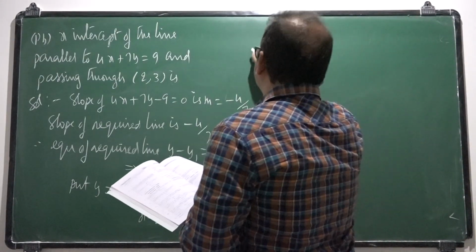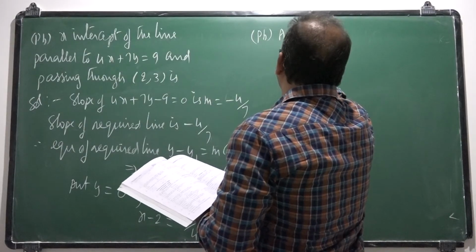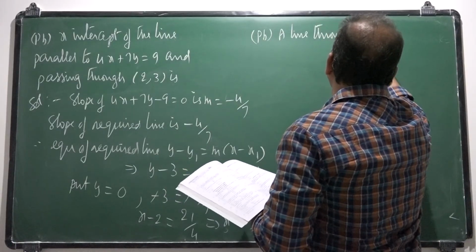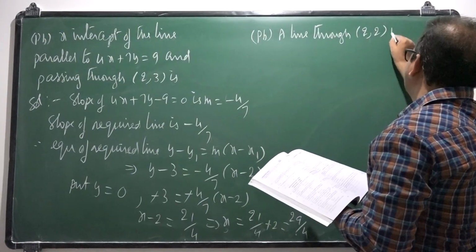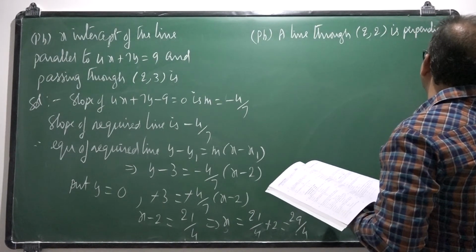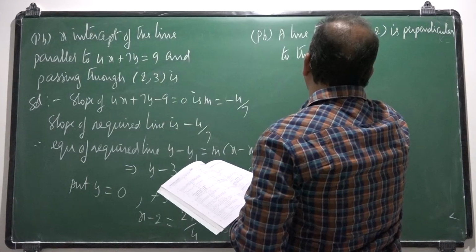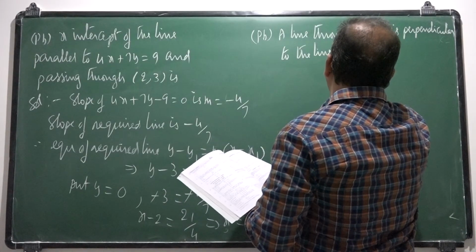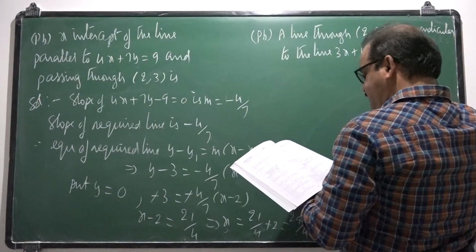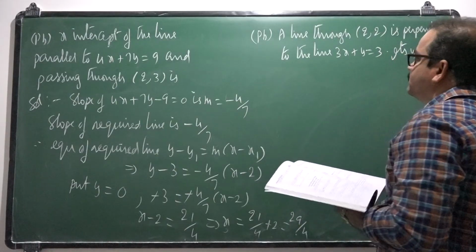In the same model, next problem. A line through the point (2, 2) is perpendicular to the line 3x + y = 3. Its y-intercept is.